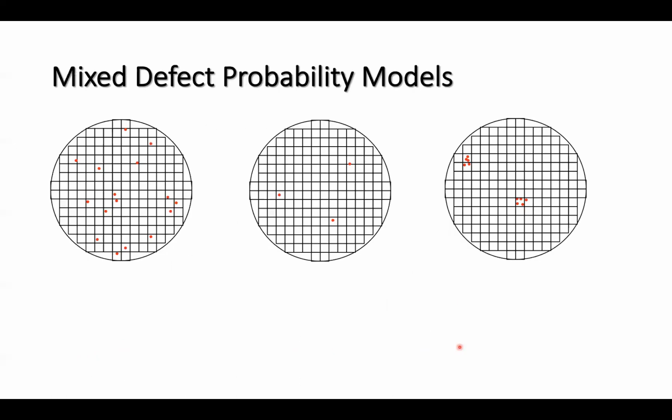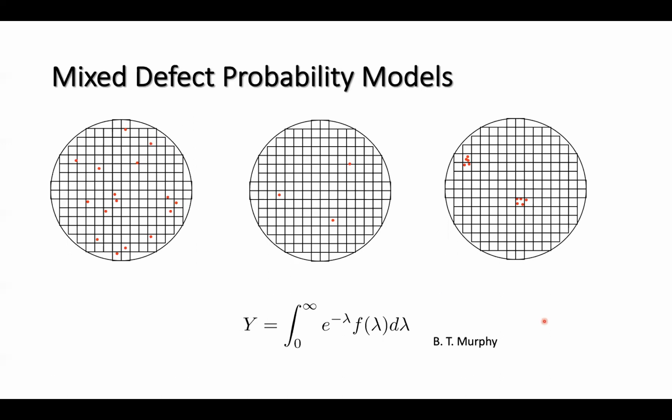But in reality, for each fabrication, the number of defects can be different. For example, in some cases we have more defects, in some cases we have fewer defects, and in some cases the defects can cluster together. So how to model that?